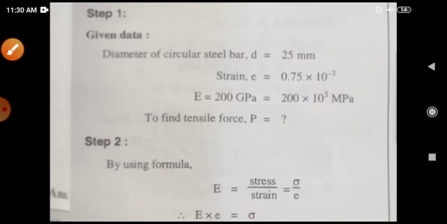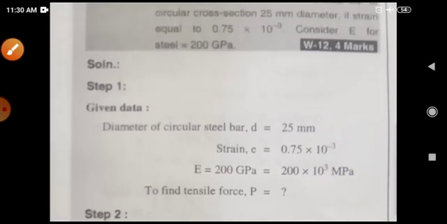Now further, we must know, we have three things. Capital E is given, and sigma is to be calculated. Why is sigma to be calculated? Because sigma equals P upon A. We need this P. We also have A because we have the diameter. So if we calculate sigma, we can calculate P.